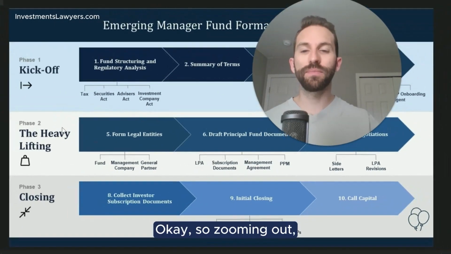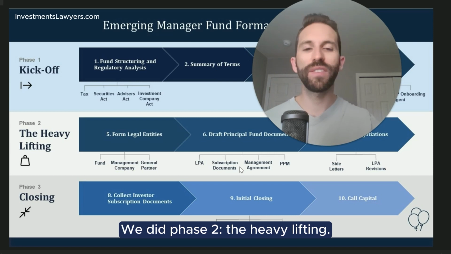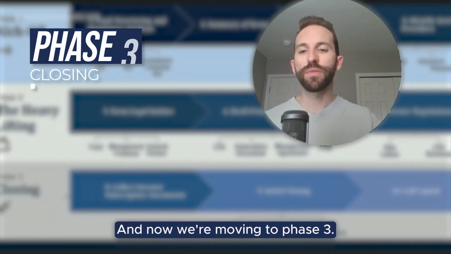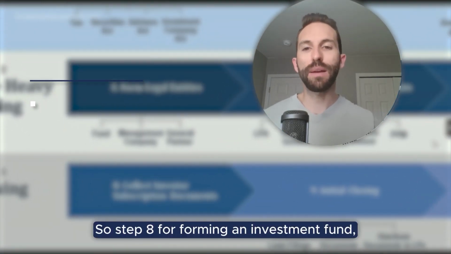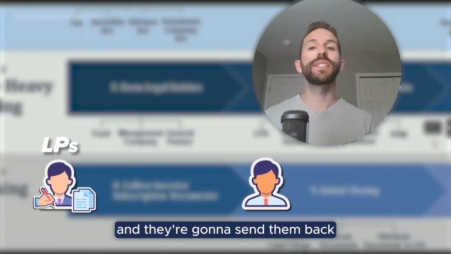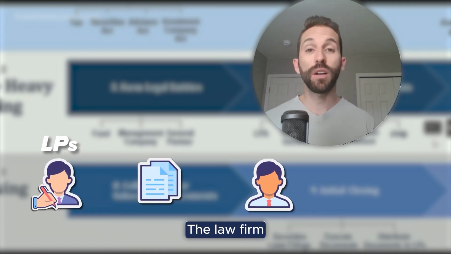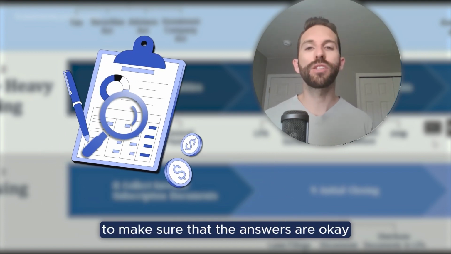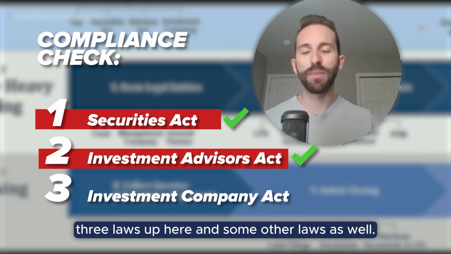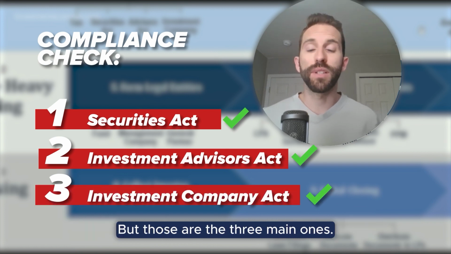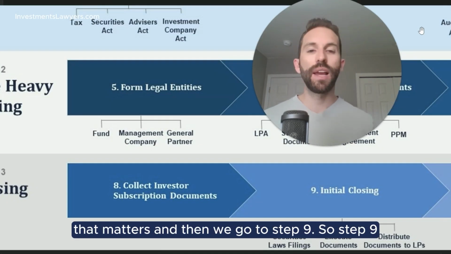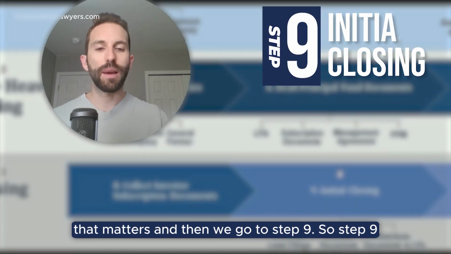Okay, so zooming out, we did phase 1, the kickoff. We did phase 2, the heavy lifting. The investors got their subscription documents and everything in phase 2, and now we're moving to phase 3. So step 8 for forming an investment fund. We sent out the subscription documents to the LPs, and they're going to send them back after they fill them out. The law firm should look at these subscription documents to make sure that the answers are okay, to make sure that we're complying with these 3 laws up here and some other laws as well, but those are the 3 main ones. So the law firm will review these subscription documents. They'll keep a list of all the important stuff that matters, and then we go to step 9.